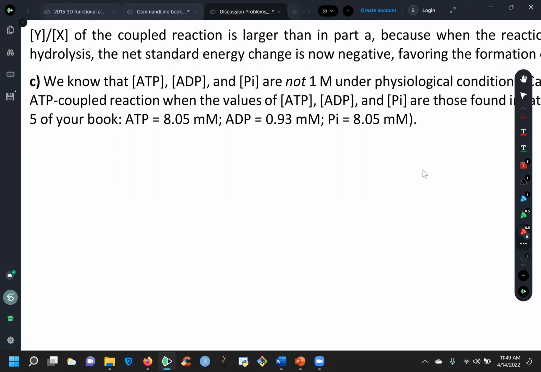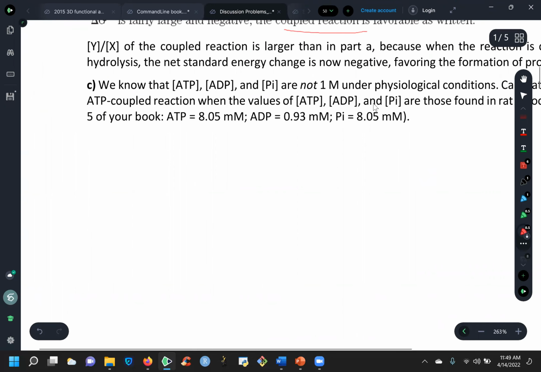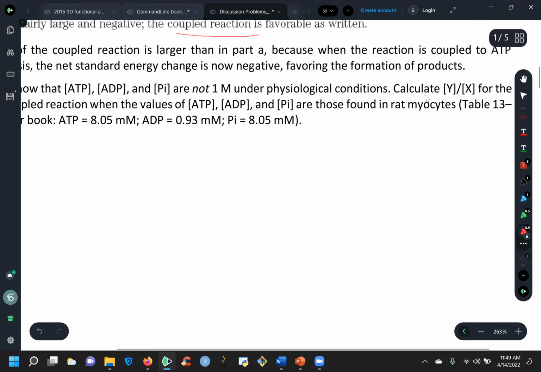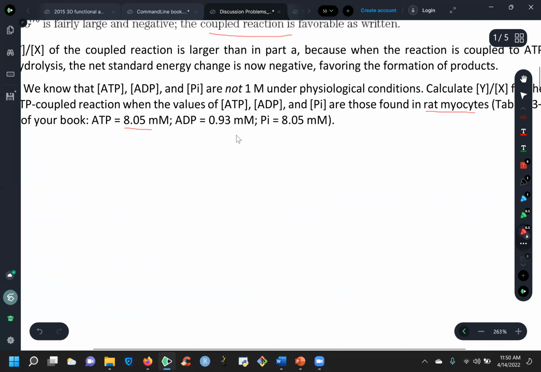So now we're going to do an example problem where it's under physiological conditions. Okay, so we know that ATP, ADP, and phosphate are not 1 molar under physiological conditions. Calculate the Y over X, or product over reactant ratio, for the ATP coupled reaction when the values of ATP, ADP, and phosphate are those found in rat myocytes. So they give you a table, and then they give you the concentrations. So for ATP, we have this, for ADP and phosphate, this.